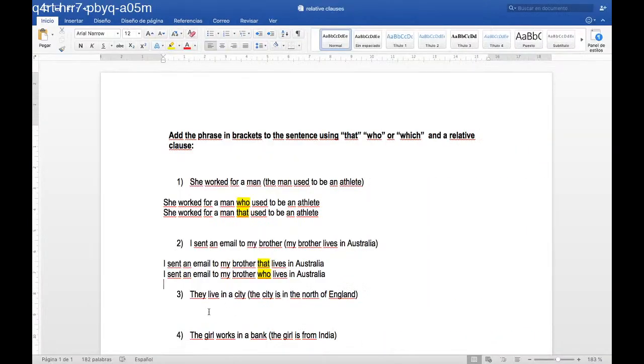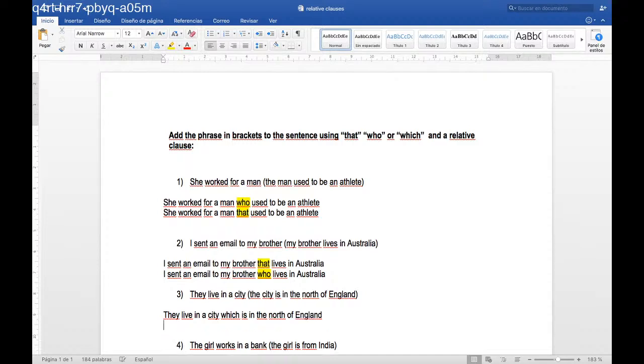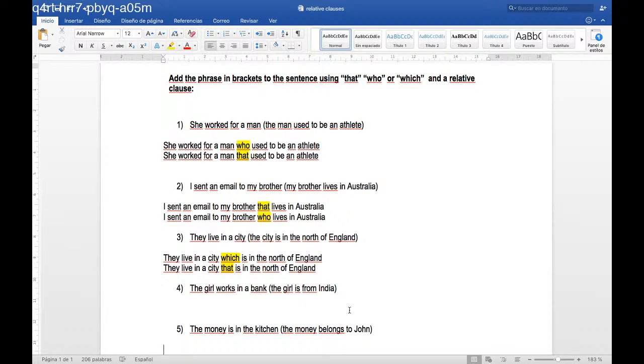So the possible sentence that I can have could be: they live in a city which is in the north of England. Or maybe they live in a city that is in the north of England. It could be my possible answer. So I can have which over here, or I can have that. These elements can help me to replace the city and avoid repeating the element. Okay, so I can use both, and that's correct.